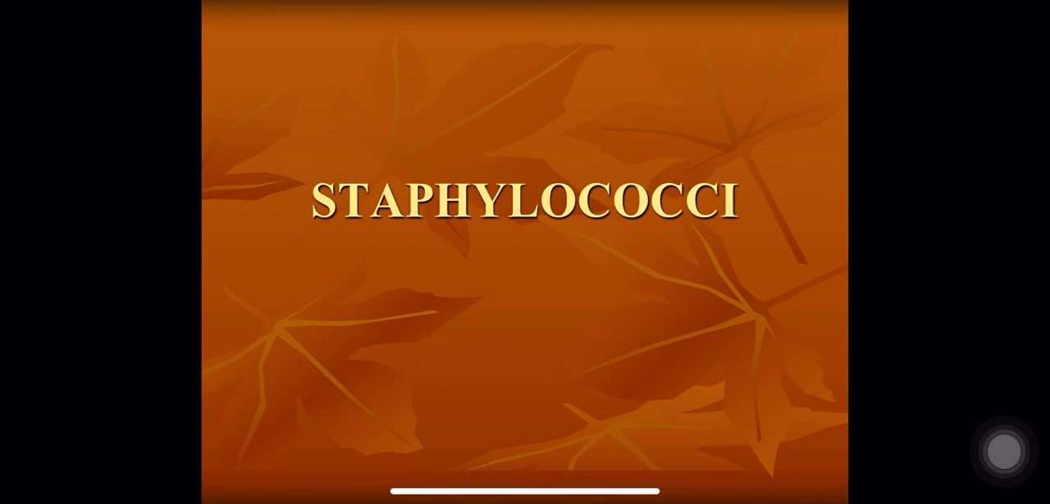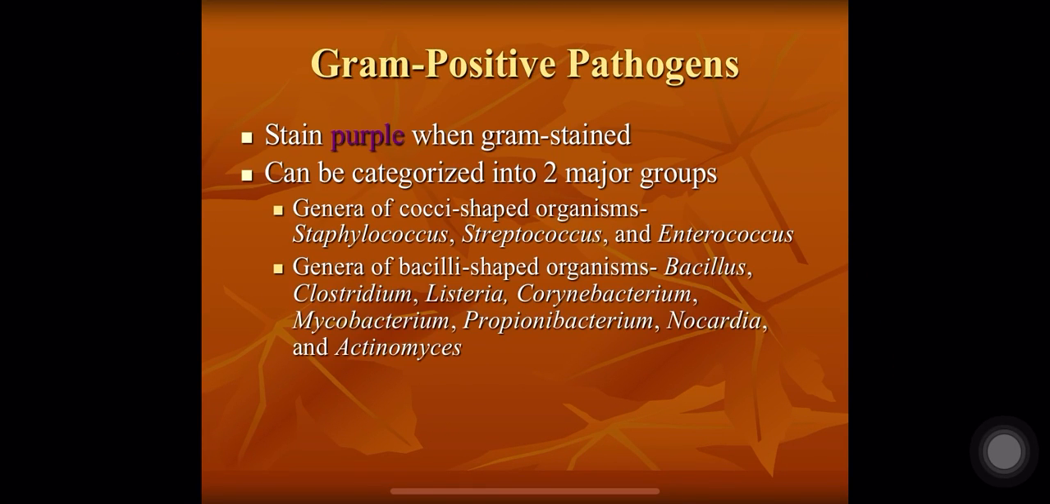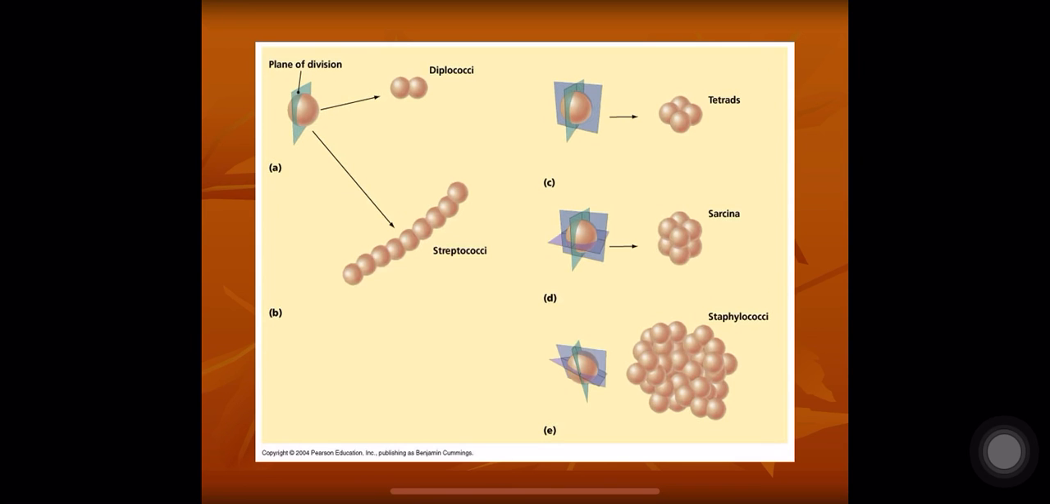Staphylococci. Staphylococci are gram-positive cocci. Gram-positive pathogens can be divided into two categories: gram-positive cocci and gram-positive bacilli. Gram-positive cocci include staphylococci, streptococci, enterococci. Gram-positive bacilli include Bacillus, Corynebacteria, Clostridia, Mycobacteria, Actinomyces, etc.